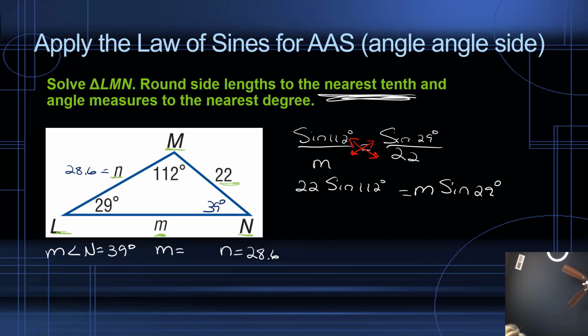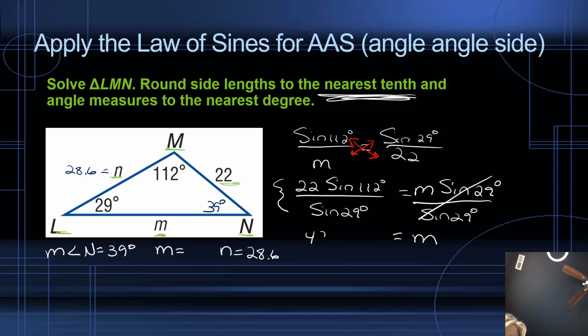And then, just like on the last slide, I'm going to go ahead and divide by sine 29 and sine 29. That cancels out, and I'm going to type all of this into the calculator, and once I do that, I end up with 42.0743. And again, we're rounding to the nearest tenth. This is higher than 5. So my m will equal approximately 42.1. And that's our answer on that.